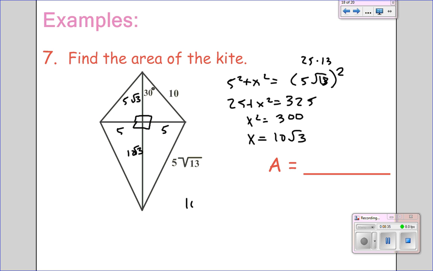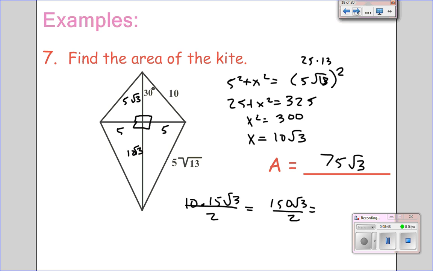All right, so diagonal 1 is 10, times diagonal 2, which is 15 root 3, over 2, gives you 150 root 3 over 2, which equals 75 square root 3. So make sure you can do your radicals and all that stuff with that.